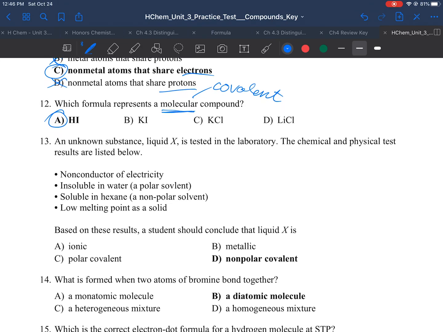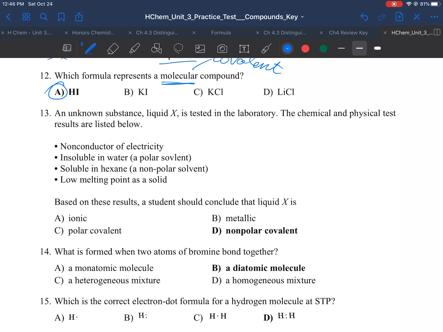An unknown substance, liquid X, is tested in the laboratory. The chemical and physical test results are below. It's a non-conductor, which means it's not ionic. Insoluble in water, which is a polar solvent, meaning you have to remember like dissolves like. What I mean by that is polar things will dissolve in polar solvents. Non-polar compounds dissolve in non-polar solvents. So if something is not soluble in water, that means it has to be non-polar.